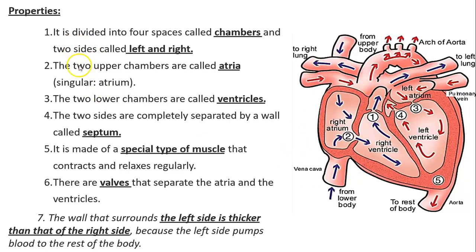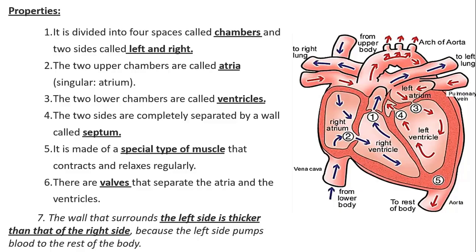The two upper chambers are called atria, the lower chambers are called ventricles. They are separated by this wall in the middle called the septum. The heart is made of a very special type of muscle that contracts and relaxes regularly without any control from your side. Also, there are valves separating the atria from the ventricles, as we agreed before, in order to prevent the blood from flowing in the opposite direction.